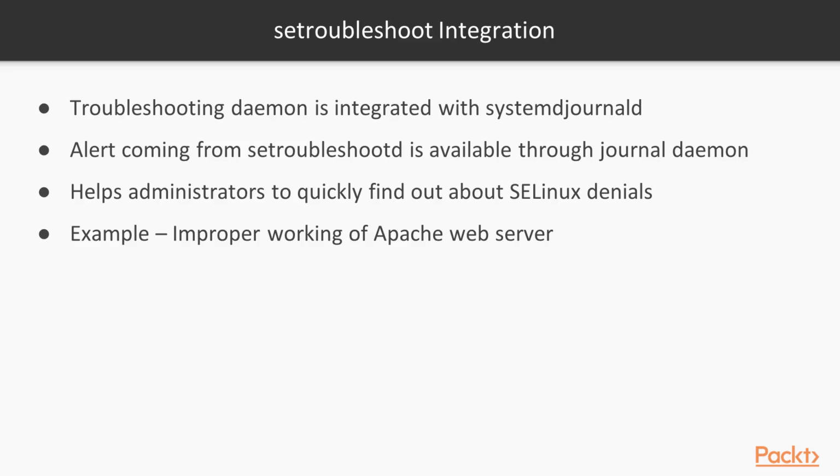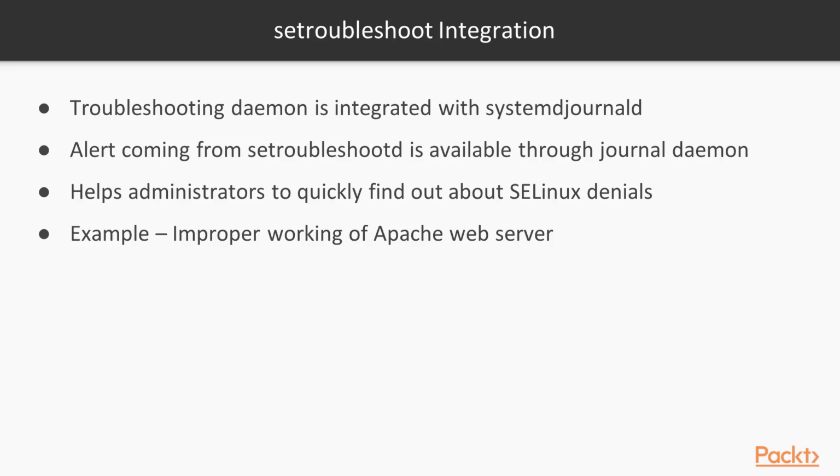Now at the end, let's learn to use SETroubleshoot integration with Journal. On our RHEL systems, the SELinux troubleshooting daemon is also integrated with systemd-journald. Any alert that comes up from setroubleshootd is also available through the journal daemon. This helps administrators, as they'll quickly find out about SELinux denials when investigating problems.